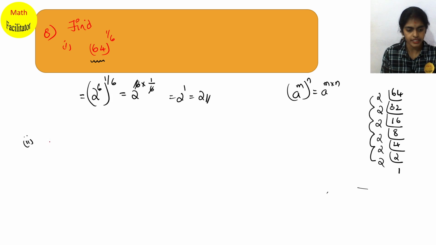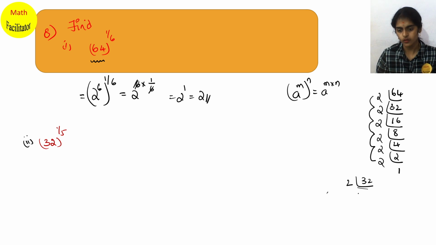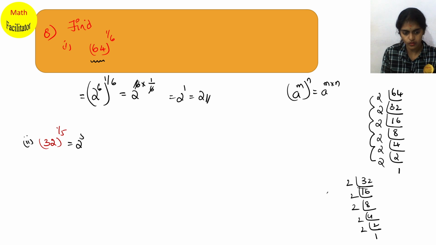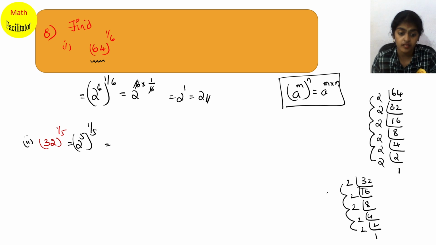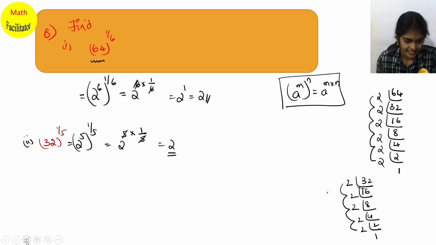The second bit says 32 to the power 1 by 5. Again the same procedure. Now what will you do? You prime factorize 32. 2 16s are 32, 2 8s are 16, 2 4s are 8, 2 2s are 4, 2 1s are 2. So 32 you can write as 2 to the power 5. So 2 power 5 whole power 1 by 5. Now again the same formula, (a^m)^n is nothing but a^(m×n). So let us apply here: 2 power 5 into 1 by 5, 5 and 5 cancel. Again the answer is 2.